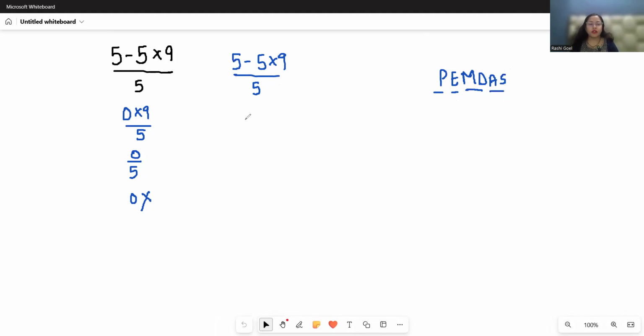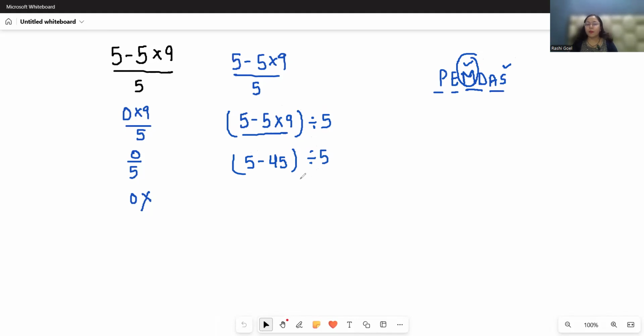So here we can write this expression like this as well, (5 minus 5 times 9) and then divided by 5. So now this part is in a bracket, that is parenthesis. So first we have to solve this, but in the bracket there are two symbols, that is subtraction and multiplication. So as per this rule, we have to give priority to multiplication. So the multiplication sign is between 5 and 9. So 5 times 9 is 45.